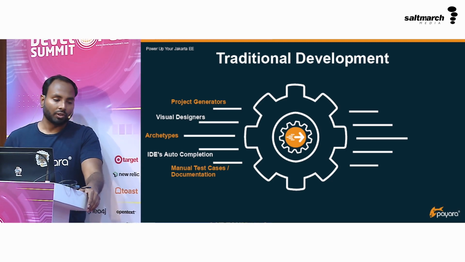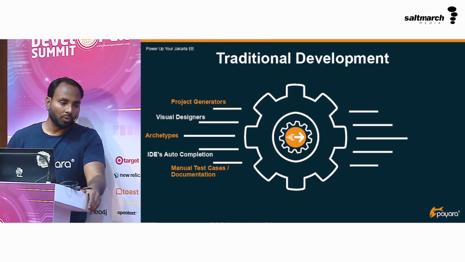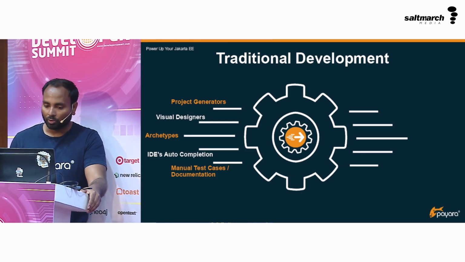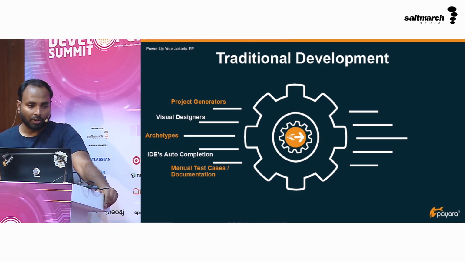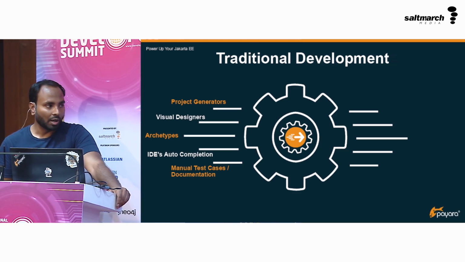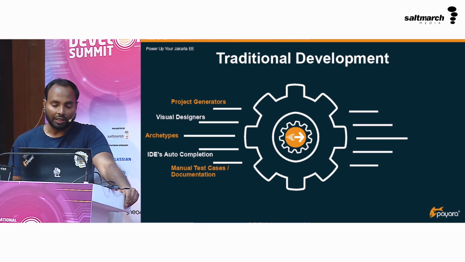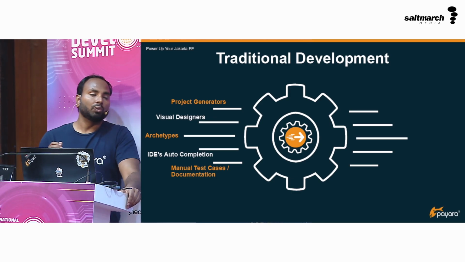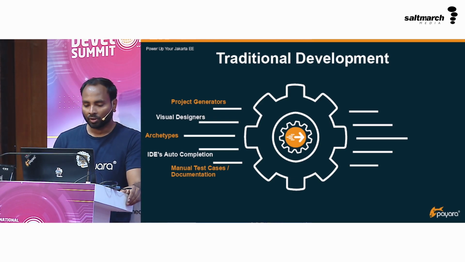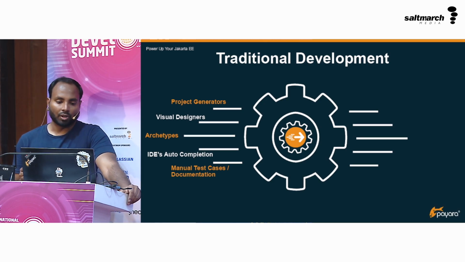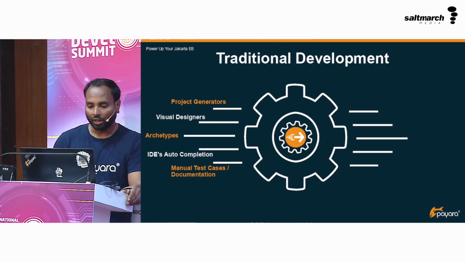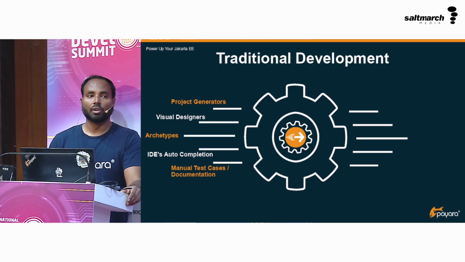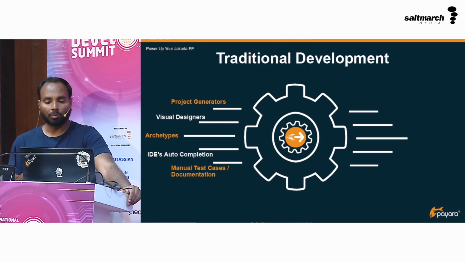A project generator or archetype is a tool that developers use to scaffold the application. It generates the application, but it depends on a set of templates, and for specific project needs, you need to customize those templates a lot. Visual designers are used to design databases and UI layout, but they are not context aware. So for every component placement, it is a manual task.